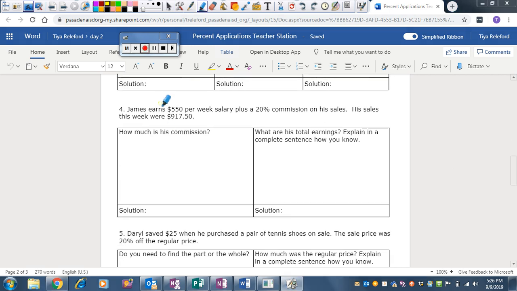Number 4 says James earns $550 per week salary plus a 20% commission on his sales. His sales this week were $917.50. Question 1 says how much is his commission? Now he only earns commission on what he sells. So you still have 100 and you still have 20% on top of that. Over here though, he's only earning commission on $917.50.